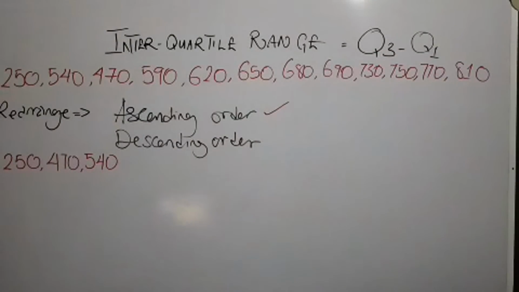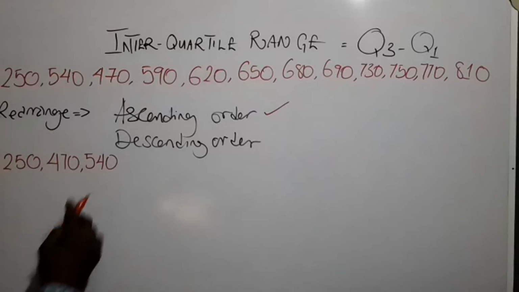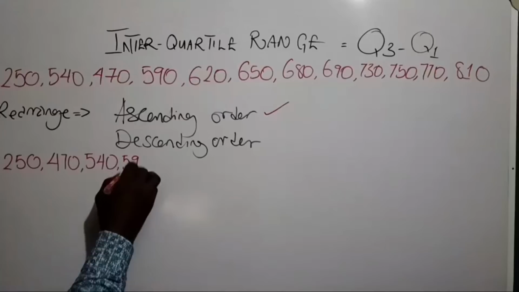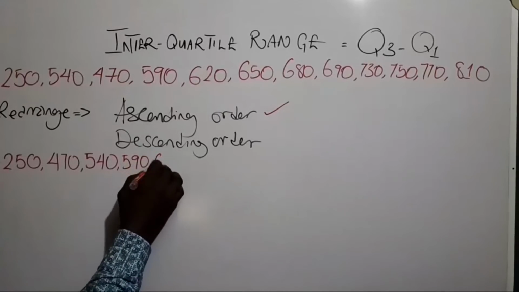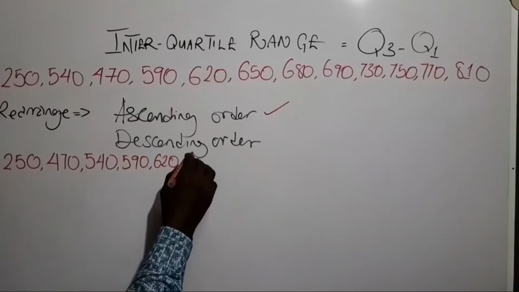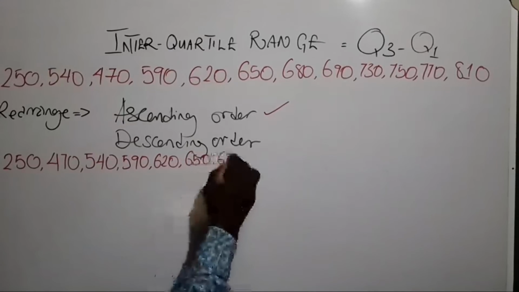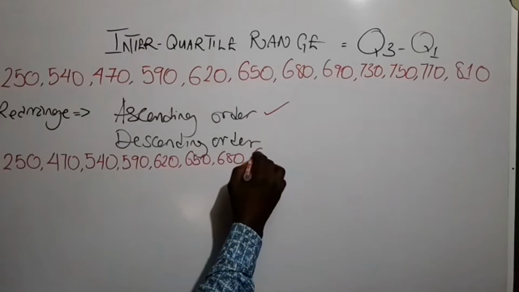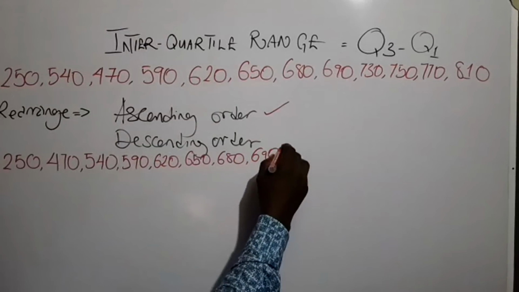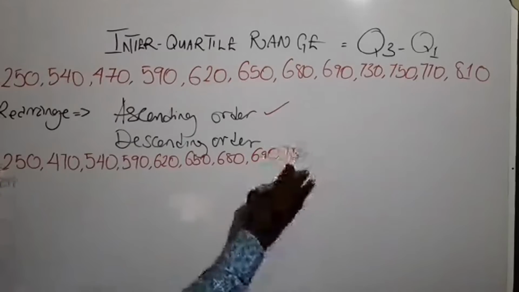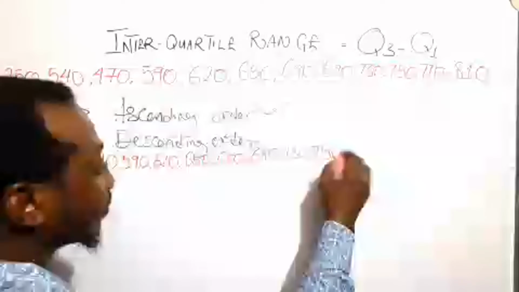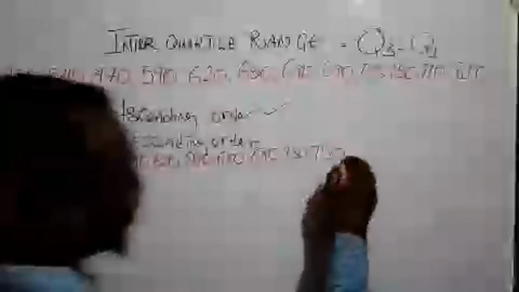I'll be doing mine, you can do yours so we can cross-check together. So we have 250, 470, 540, 590, 620, 650, 680, 690, 7... So that is mine.